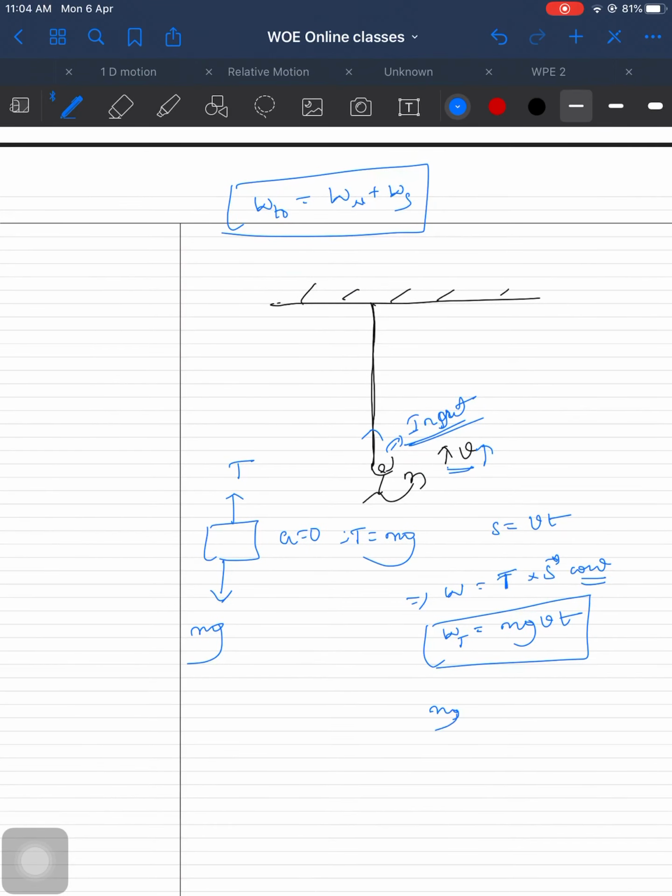Work done by gravity is how much? Work done by gravity, mg is in the downward direction, vt is in the upward direction. Angle is 180, so minus mg vt. Total work done is equal to how much? 0. When bodies move with constant velocity, the work done is equal to 0.